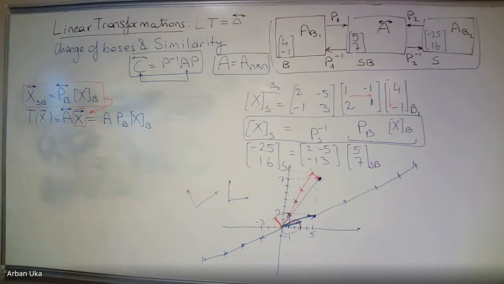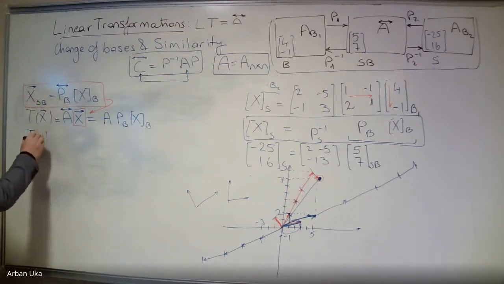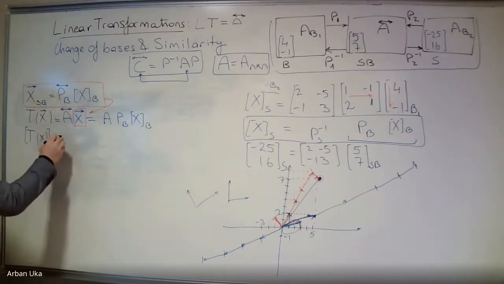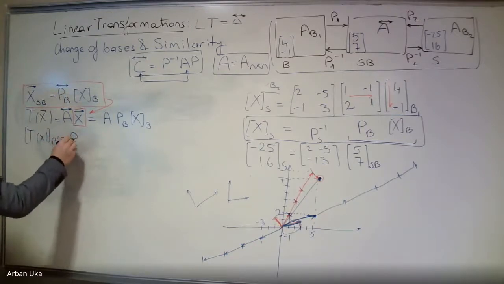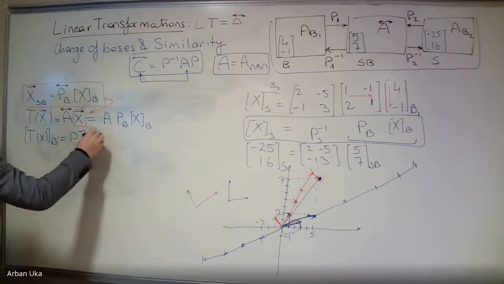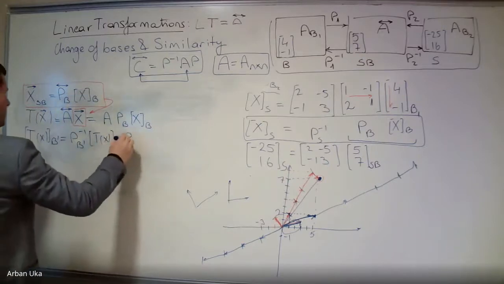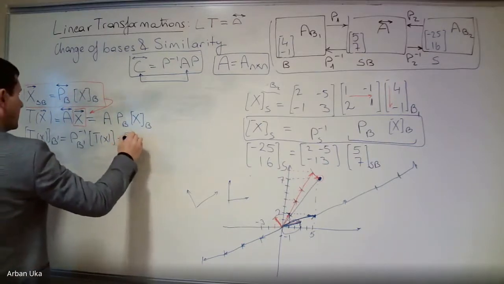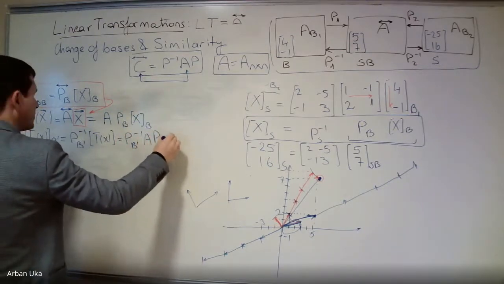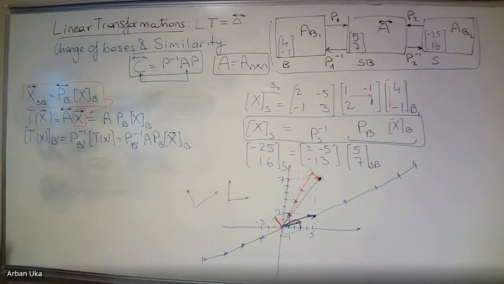Okay. Now, we want to see what happens to this linear transformation T according to a basis B prime. Okay. Then this would be equal to PB prime inverse times the linear transformation itself, Tx. And this would be equal to PB prime inverse times A times PB times whatever is left on xb. Okay, so this is the.